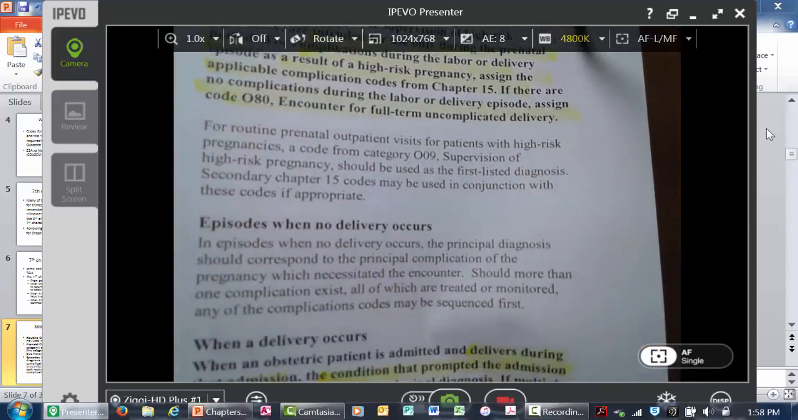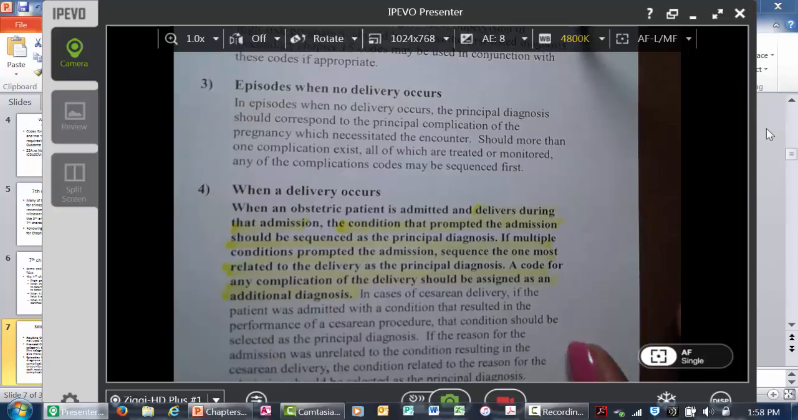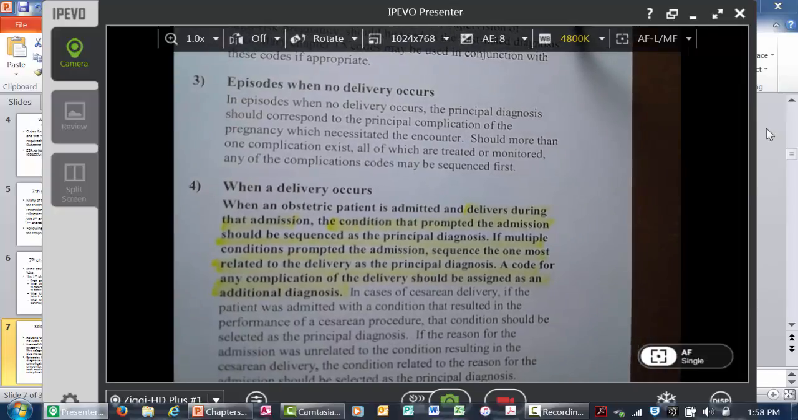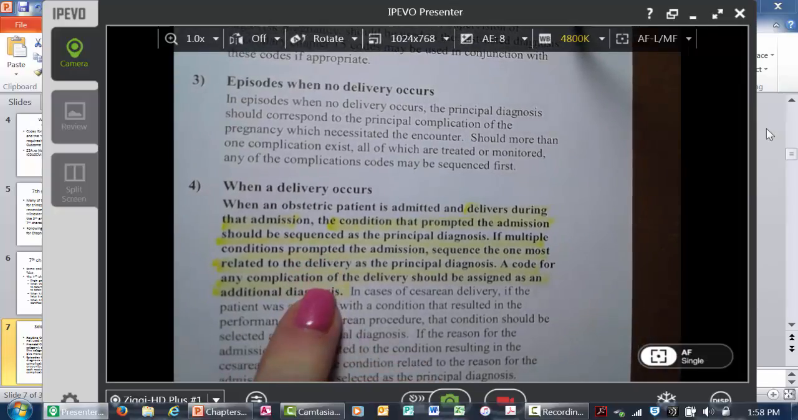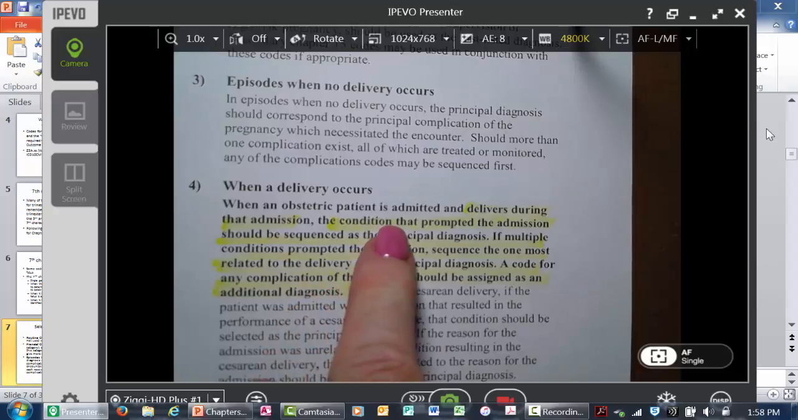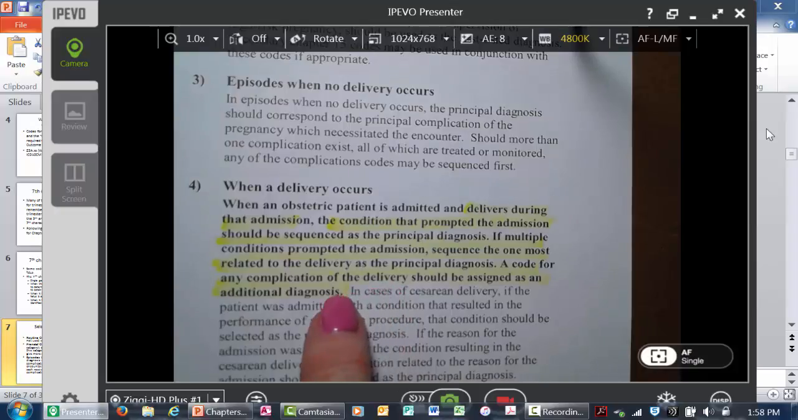Likewise, a little bit further down on the same page, there's notes that talk about when a delivery occurs. The condition that prompted the admission should be sequenced as the principal, and if multiple conditions prompted admission, you sequence the one most related to the delivery as the principal. A code for any complication of delivery should be assigned as an additional diagnosis.